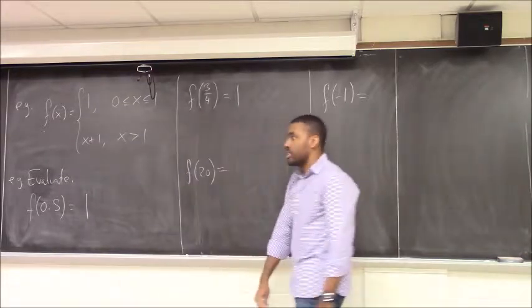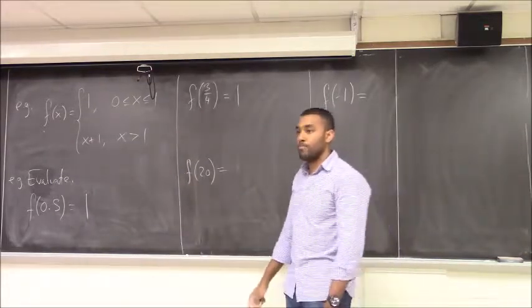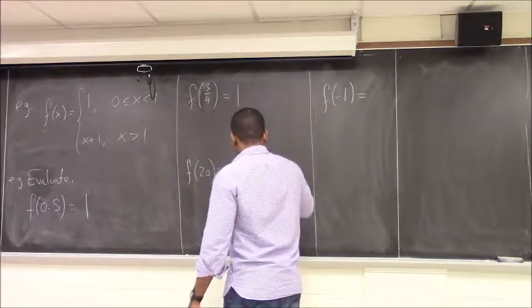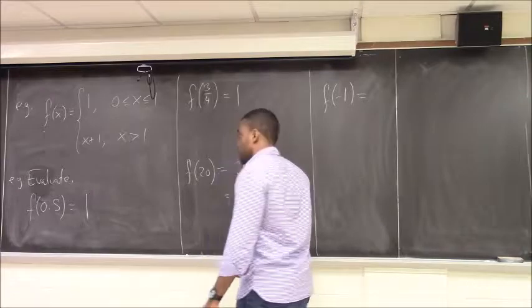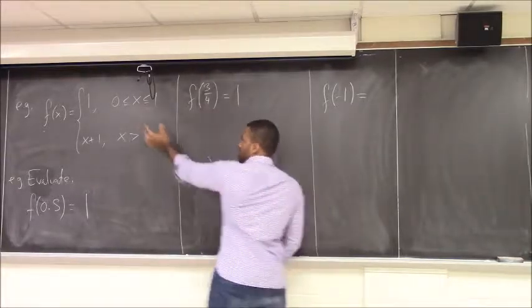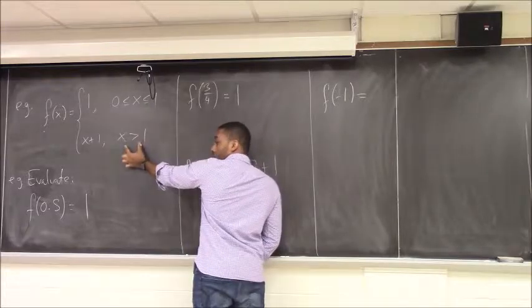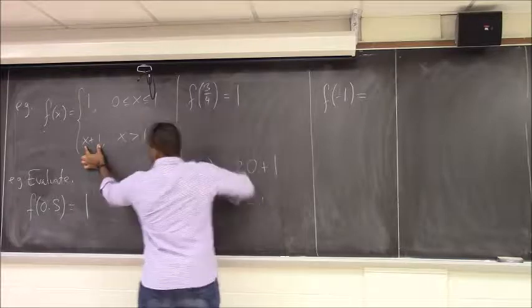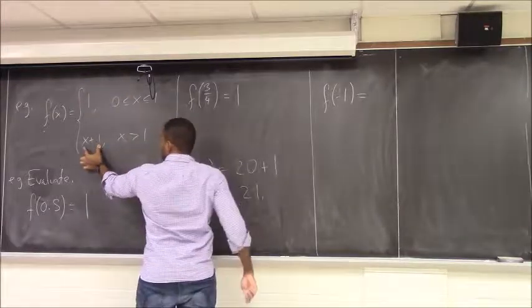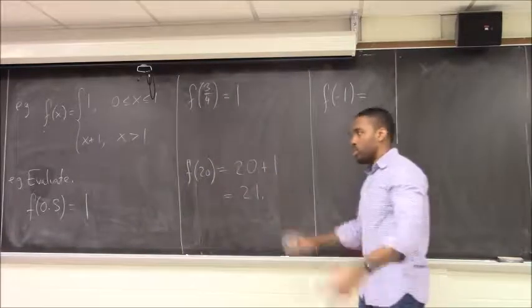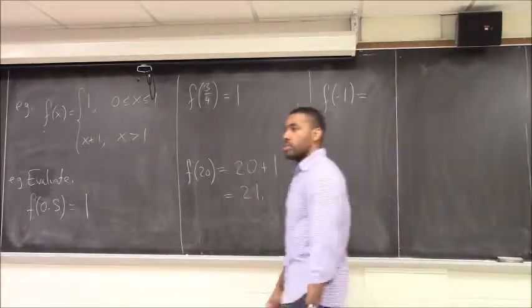What is f of 20? Yeah, 21, right? Because we're doing 20 plus 1, which is 21. Why? Because if my x is 20, it's no longer in this interval, it's now in this interval. If it's in that interval, this is the definition of the function. I ignore the first line, and then this is going to be x plus 1, so that's 20 plus 1, 21.